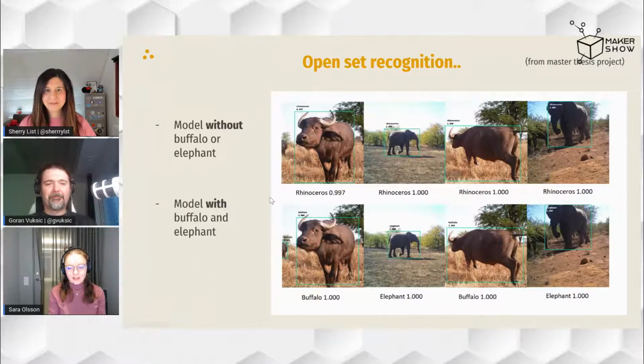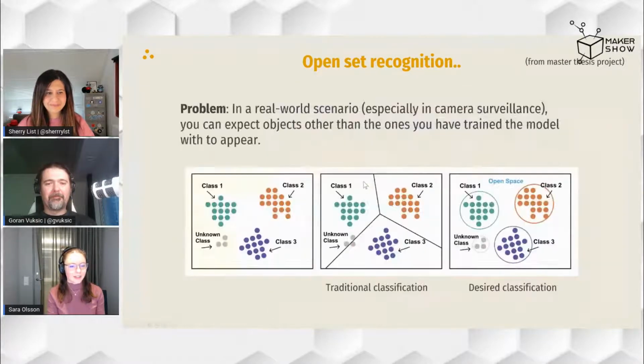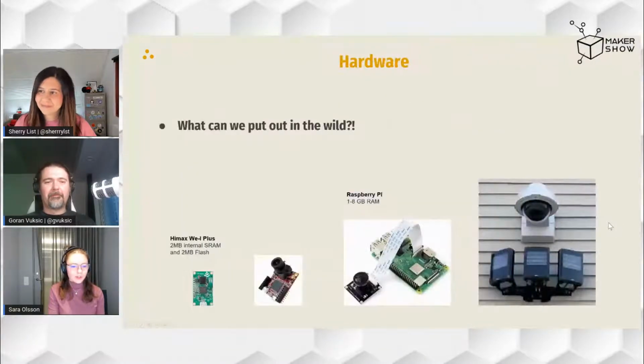I would be very happy to just include the classes that I'm interested in. So that's one of the problems you would encounter if you're trying to do this in real life. And there is research about this, making use of different loss functions to cluster the classes so much that you can see that you have an unknown class. And yeah, let's see if I have more slides.